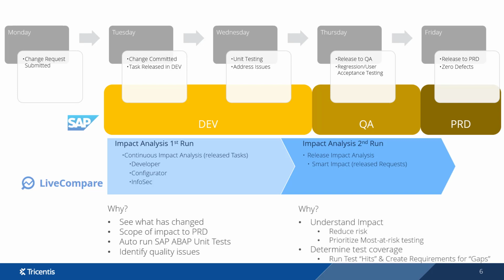And the second run of impact analysis is to more understand the risk to your business processes, prioritize most at-risk testing, and determine your test coverage, whether you're using Tosca or qTest, and have an understanding of what tests need to be executed. And if LiveCompare has identified any executables as most at risk, and if you do not have test assets for those executables, those would be considered gaps, and we can populate your testing tool's requirements folder with those gaps.